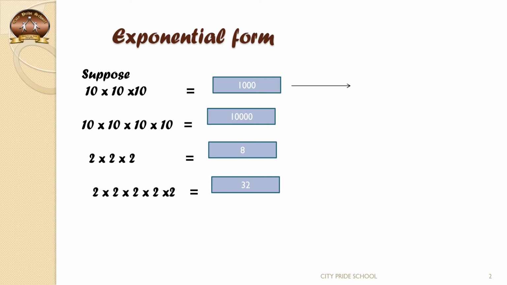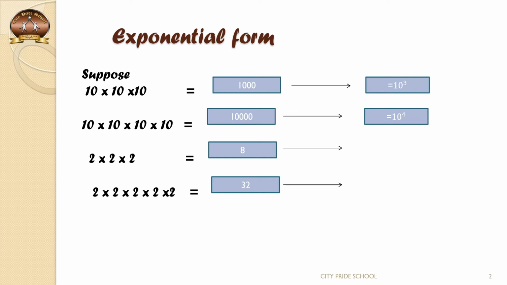10, if it is multiplied 3 times, I can write it as 10 raised to 3. 10 multiplied 4 times, I can write it as 10 raised to 4. Similarly, 2 is multiplied thrice, I will write it as 2 raised to 3. And 2 is multiplied 5 times, I write it as 2 raised to 5.